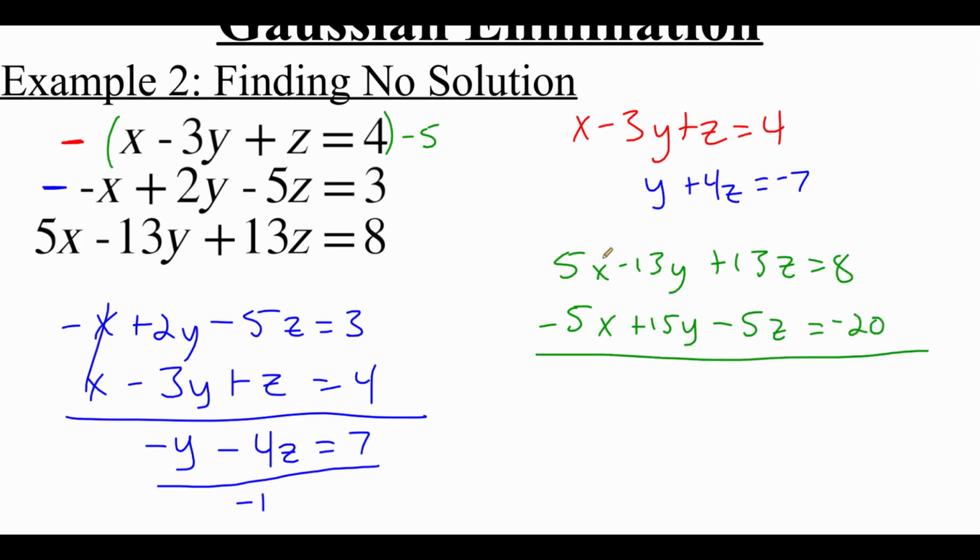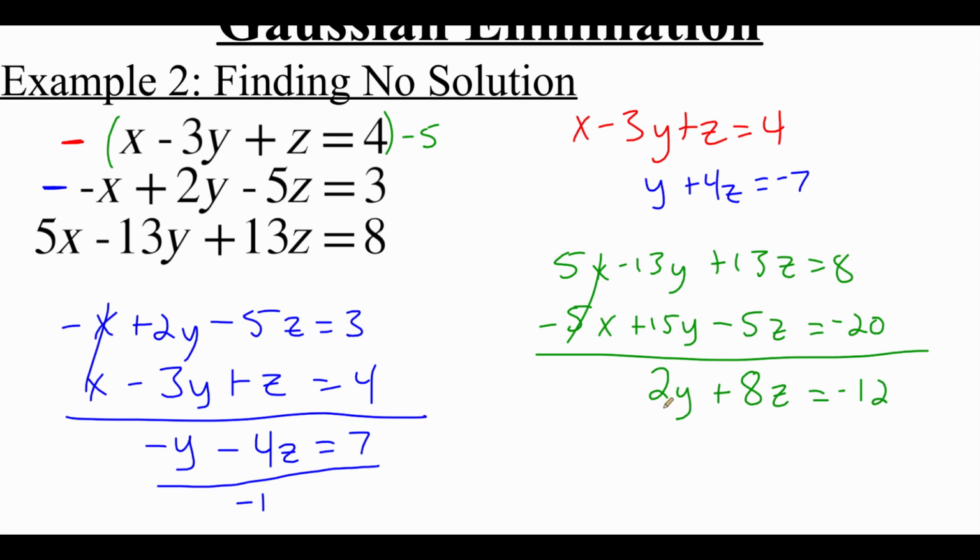So we add these together. The 5x and the negative 5x cancel each other out. Negative 13y and positive 15y give me 2y. 13z minus 5z gives me plus 8z. And 8 minus 20 gives me negative 12.